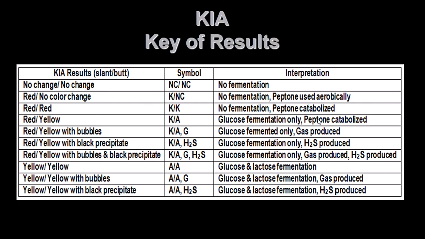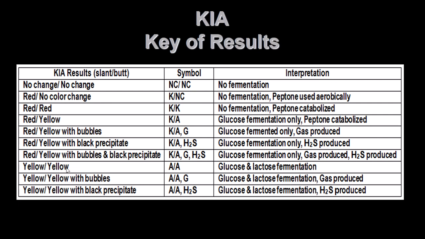And the peptone usually gives you a high pH, so it will be catabolized and give you the red color. Well, if it's yellow, that means it's fermentation. Here, red over yellow, for example, with bubbles, K over A with bubbles, that means there is gas. So the glucose is only fermented, and carbon dioxide gas is usually produced.